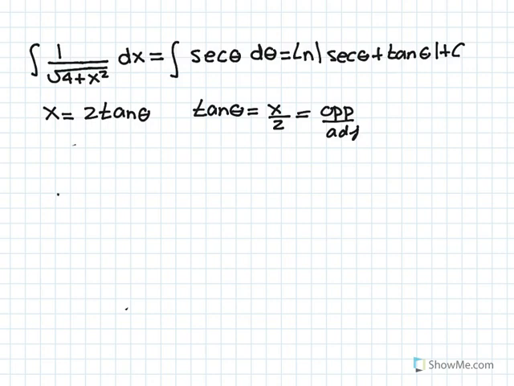So now let's create a right angle triangle. Here's theta, here's 90 degrees. Tan theta is opposite over adjacent. That means opposite will be x, adjacent is 2. To find the hypotenuse, simply apply Pythagoras and we'll get root of x squared plus 4.